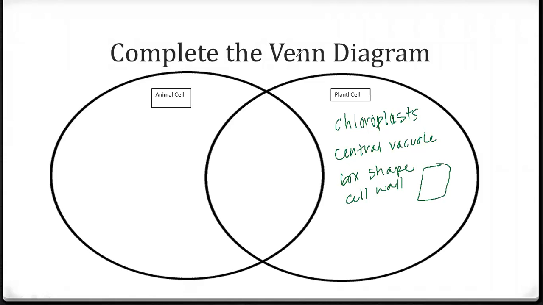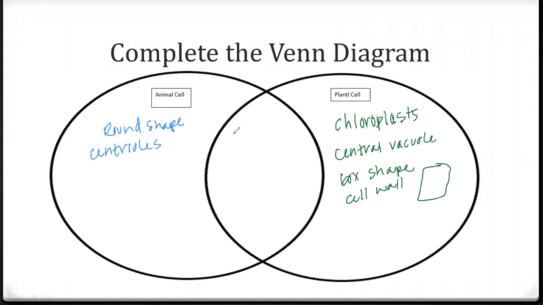Okay, and then over for animal cells, these have a round shape. Let's see what they have that plant cells don't. They have centrioles. And I don't know, I think that's about it. You guys might notice something that I don't because I want to go to bed.